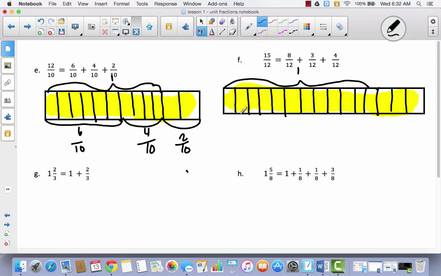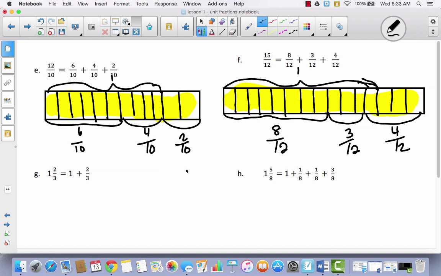Okay, so I get to group 8 of these together. So I've got 1, 2, 3, 4, 5, 6, 7, 8. So this is 8 twelfths. And then I'm going to do 3 of them. 3 twelfths. And then I'm going to do 4. 4 twelfths. Okay, so this is one whole plus 3 more. So actually this goes all the way down to here.